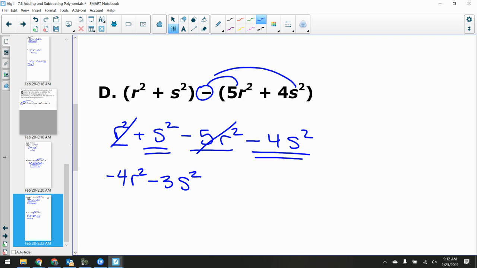If you had that reordered, it would not change anything. I would have to accept that. Negative 3s squared minus 4r squared, that would be fine too. That's just kind of like a Mr. Lambert rule. That's not like a math rule. Okay.